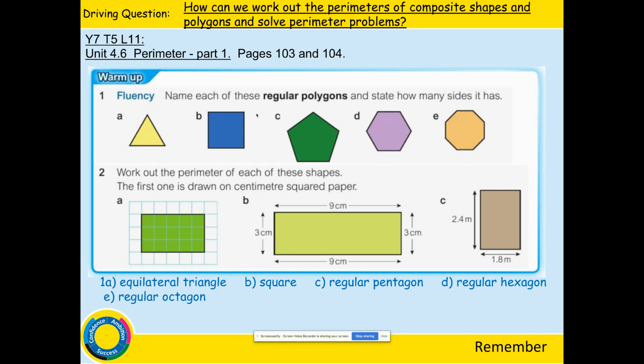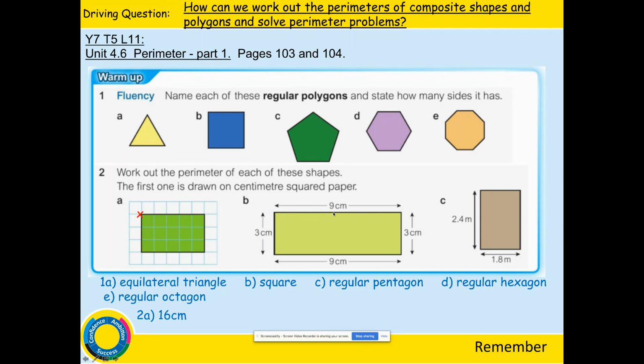Question 2. Work out the perimeter of each of these shapes. The first one has been drawn on centimetre squared paper, so if anything else, we can just count round. Find where our start point is and then count round. So we're starting here. Our first step, 1, 2, 3, 4, 5, 6, 7, 8, 9, 10, 11, 12, 13, 14, 15, 16 centimetres.